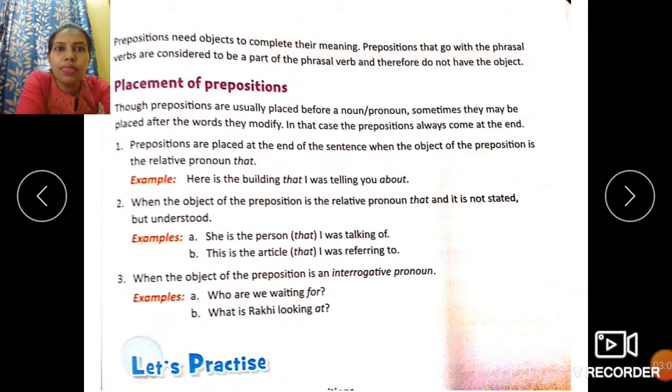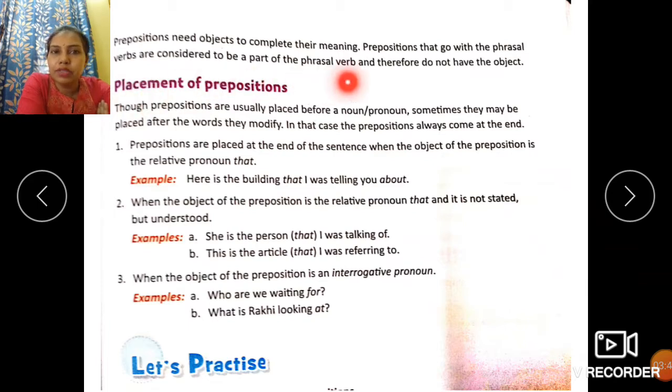Prepositions that go with phrasal verbs are considered to be part of the phrasal verb and therefore do not have the object. Prepositions which go with phrasal verbs may or may not take objects. We have also done phrasal verbs like look after, look down, look for, look into. These are all phrasal verbs. These phrasal verbs will have a preposition along with them and they are considered to be a part of the phrasal verb and therefore they do not have the object. They may not have objects used after them.